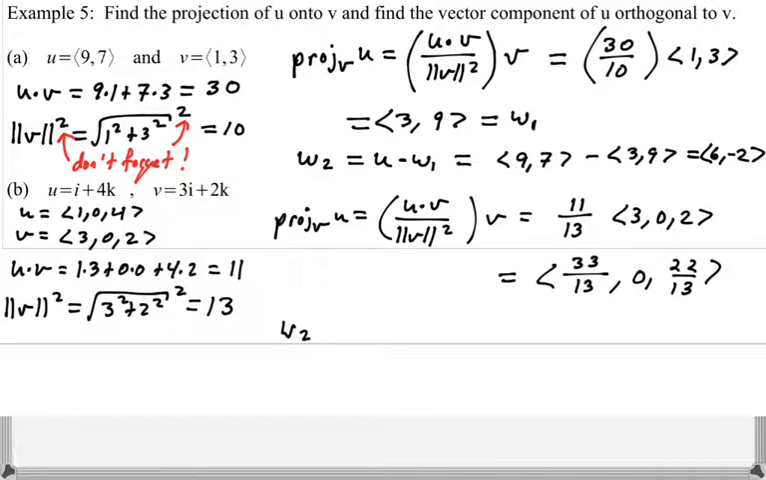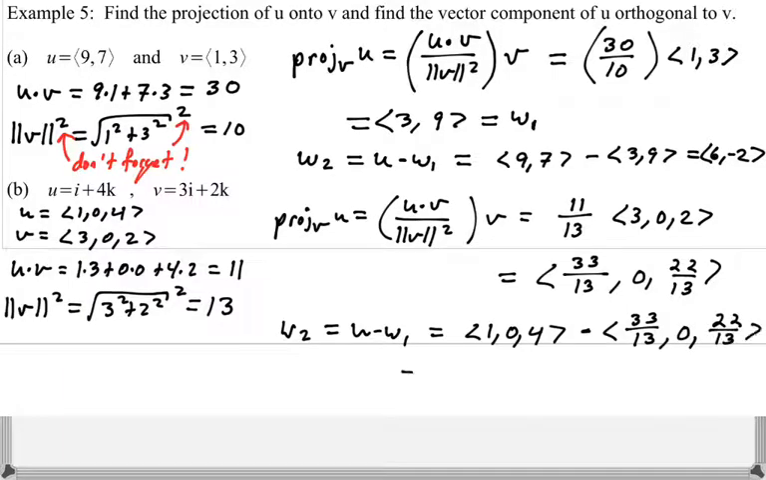To find the orthogonal component, w2 is going to be u minus w1. So 1, 0, 4 minus 33 over 13, 0, and 22 over 13. That's going to give us negative 20 over 13, 0, and 30 over 13.